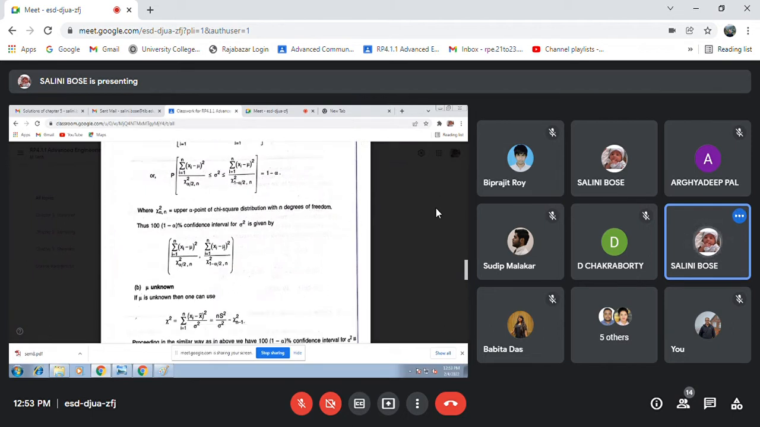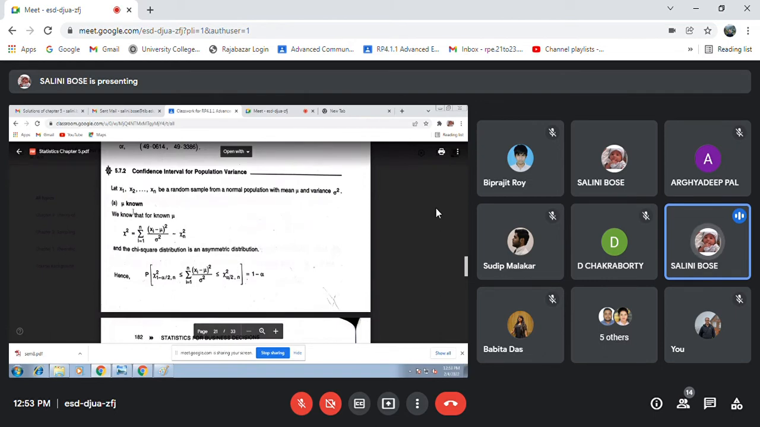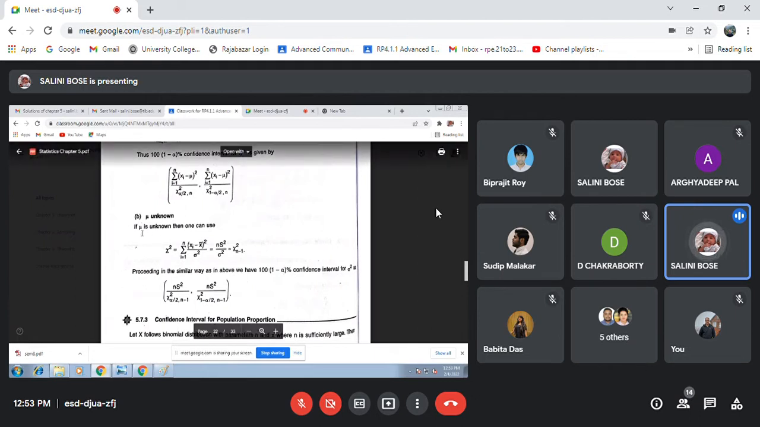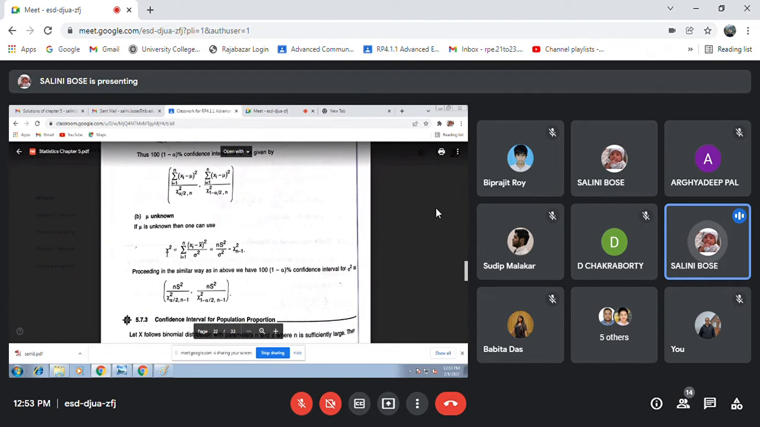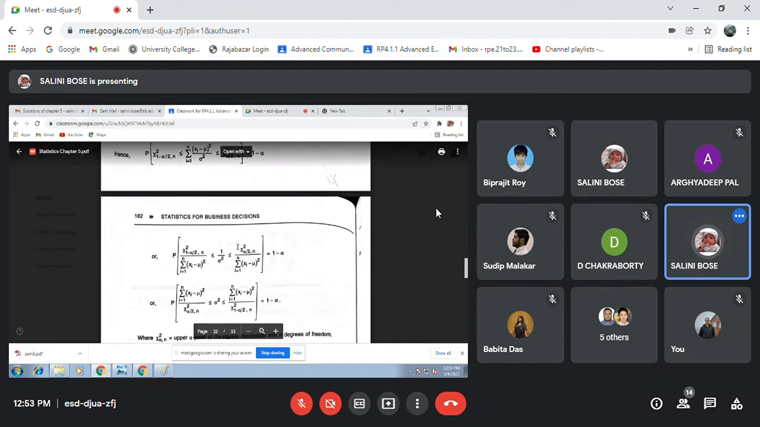And this is the chi-square distribution interval. This is for known mu, and if you have unknown mu, then you can do it this way. If mu is unknown, then we can use this formula, that is chi-square is equal to (n minus 1) s square by sigma square, where mu is unknown, because here mu is known.